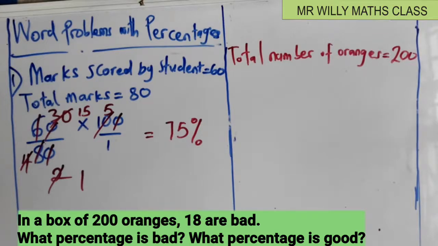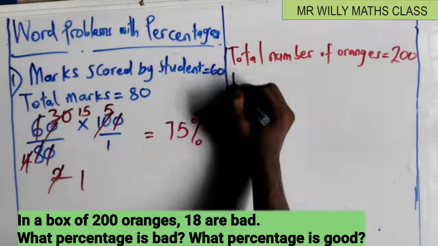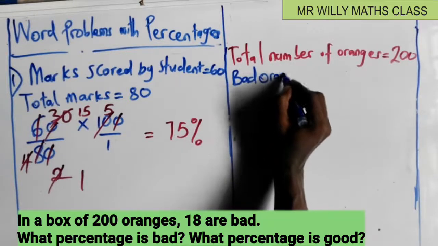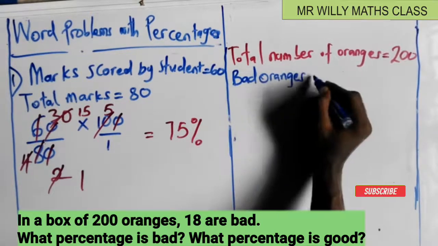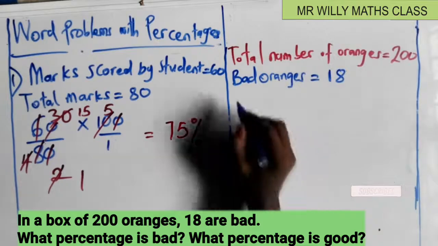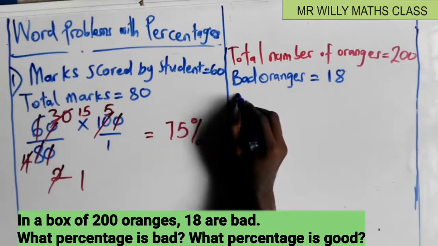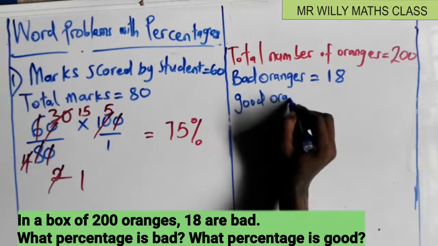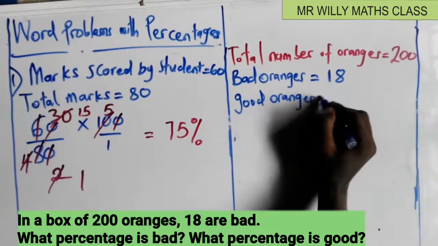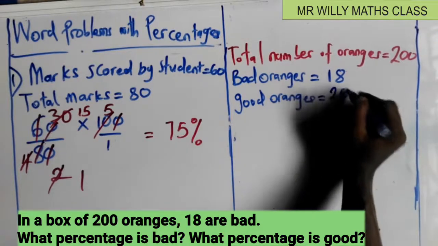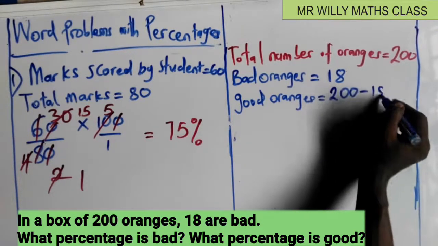Now for bad oranges, we're having what? We're having 18. Now what would be the value for good oranges? Since we are not given any, what you do is that you subtract the number of bad oranges from the total number of oranges. That will be 200 minus 18. What is 200 minus 18?